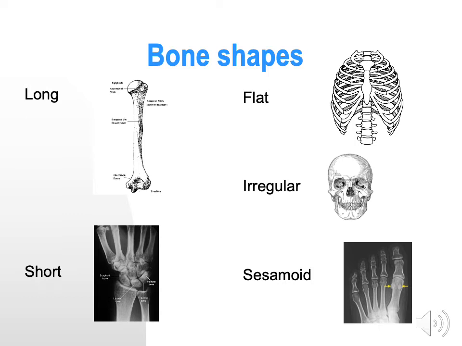Our next bone shape is irregular. Irregular bones, fairly simply, do not fit the other categories we've mentioned here. So they have pretty complex shapes, and as a result they vary in the structure in terms of how much spongy bone and how much compact bone is in there. They are generally shaped specific to the role they have to play.